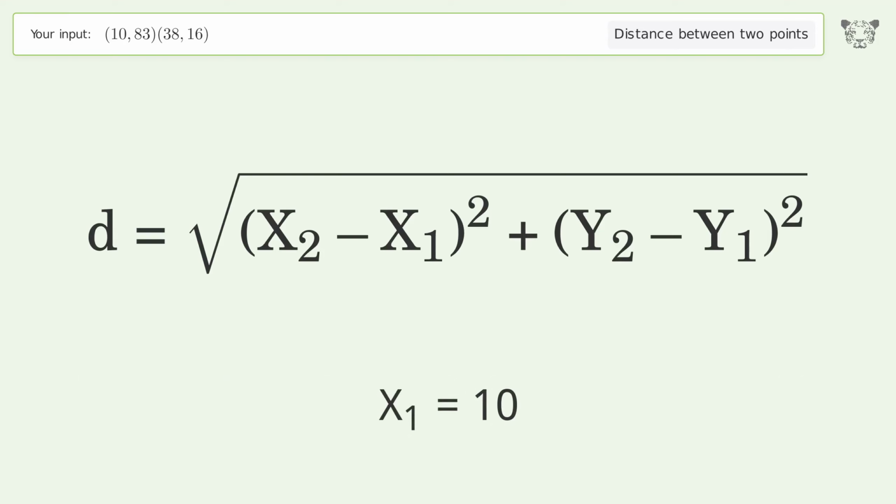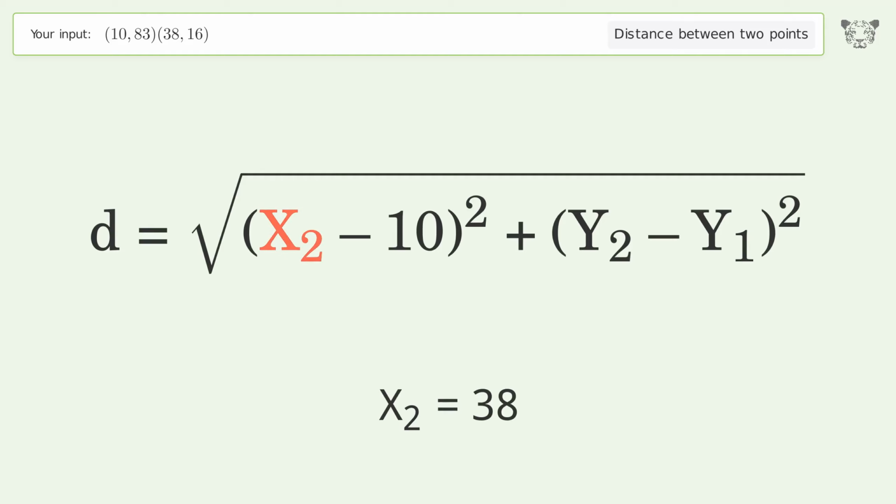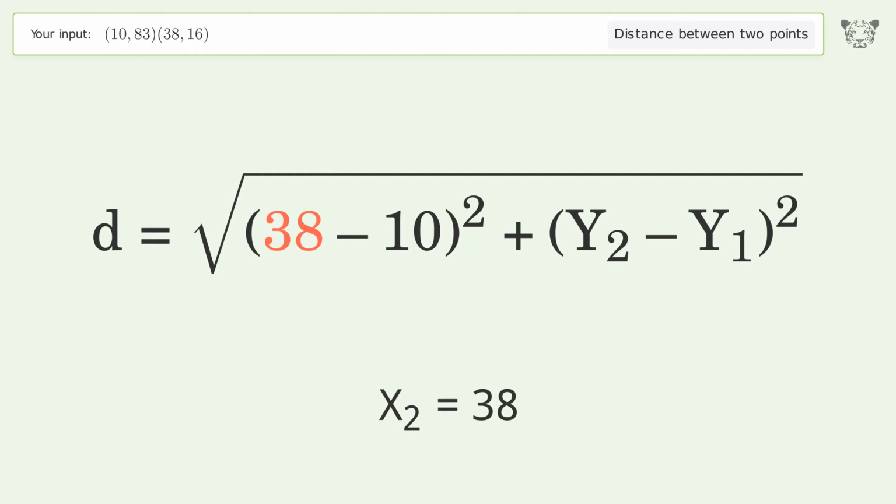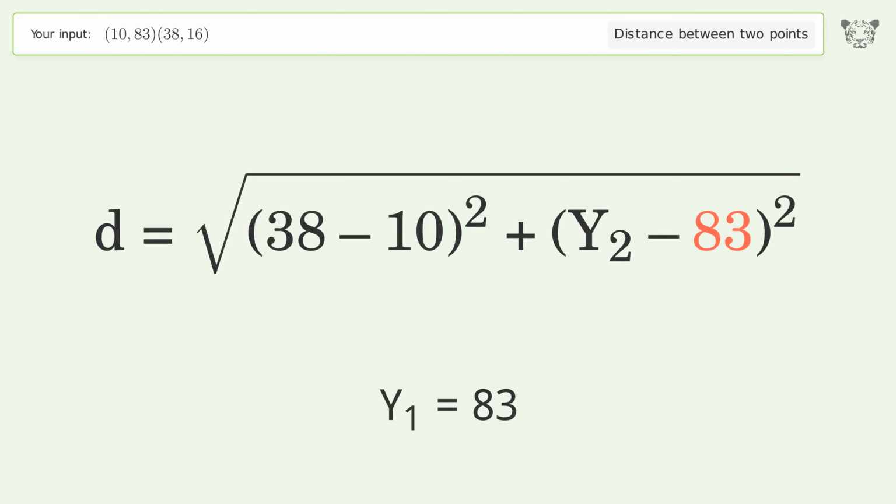x1 equals 10. x2 equals 38. y1 equals 83. y2 equals 16.